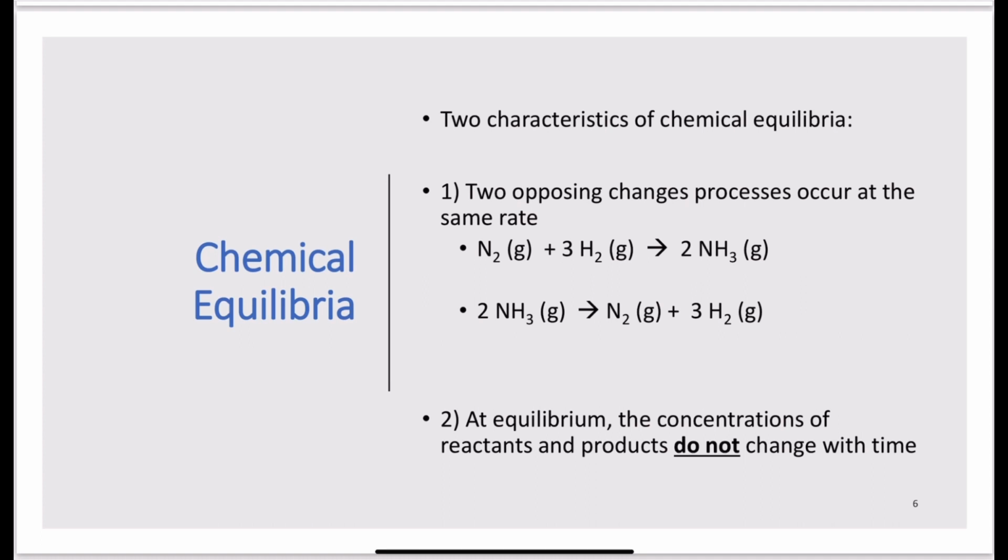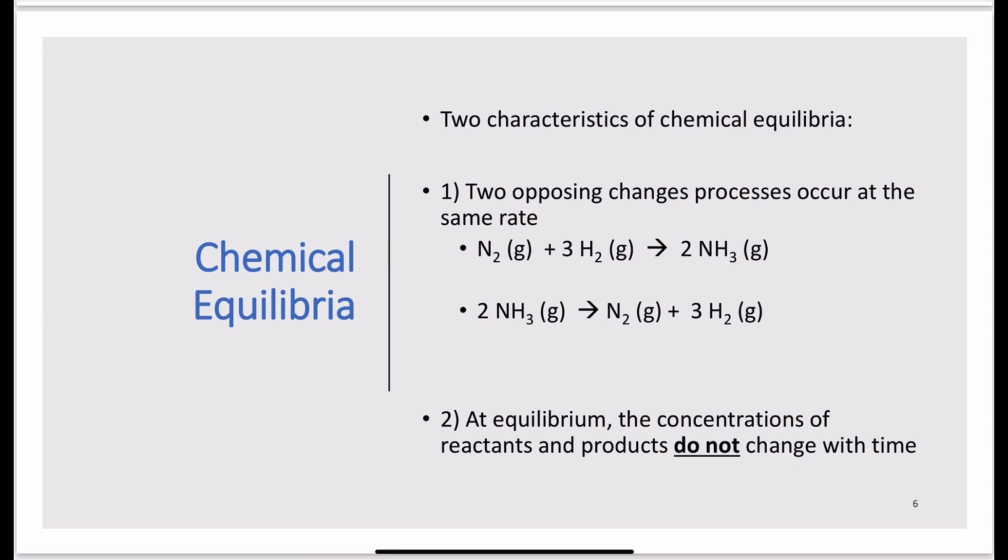So, the Haber process. We've talked about this in class before. 1 mole of N2 gas reacts with 3 moles of H2 gas to produce 2 moles of NH3 gas. That is one direction. This reaction is in equilibrium, though. It can go either direction. I could also say 2 moles of NH3 gas will react to produce 1 mole of N2 gas and 3 moles of H2 gas. The process is in equilibrium.